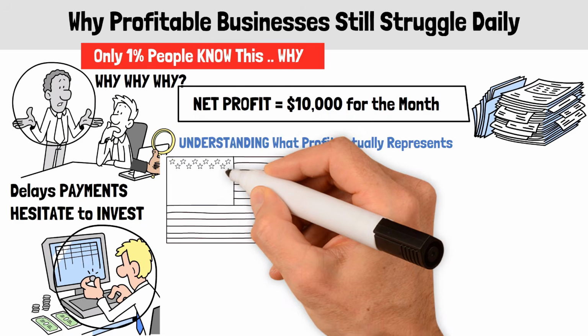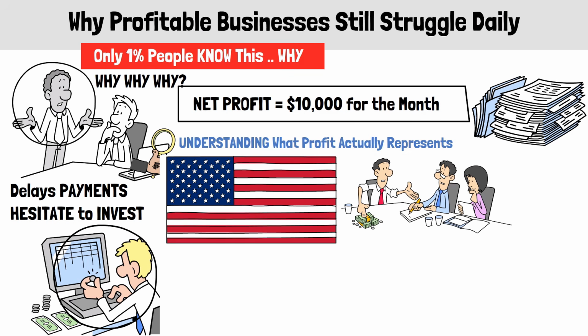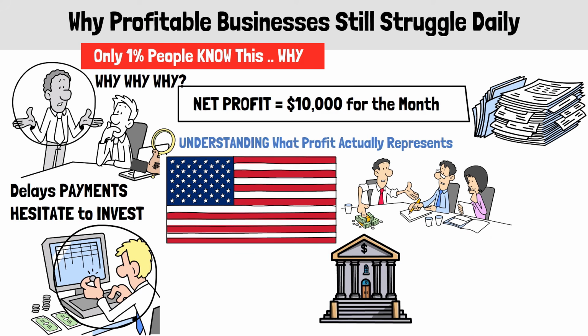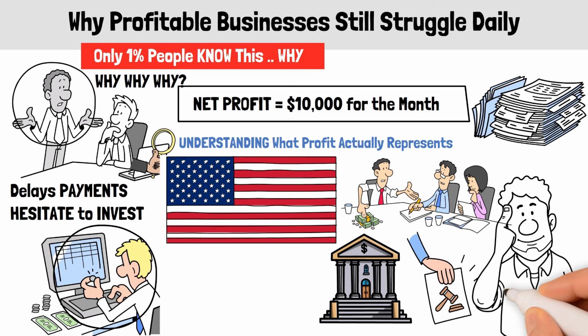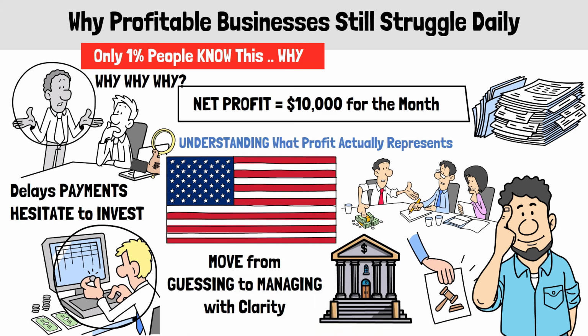For United States business owners, profit and loss is also critical for lenders, investors, and tax planning. Banks look at operating profit consistency. Investors focus on margin stability. Tax advisors study expense classification. When you understand how each line impacts decision-making, the statement stops being a report and becomes a control tool. You move from guessing to managing with clarity.